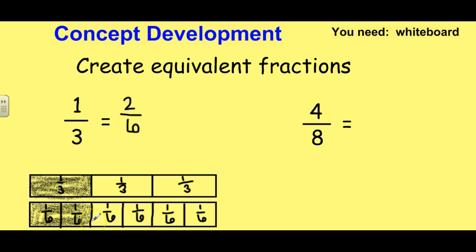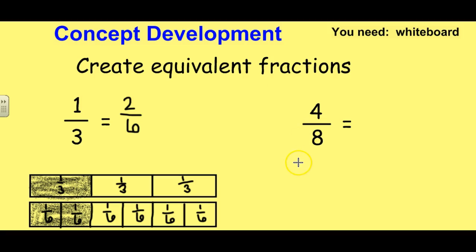Now the only thing that I'm going to say is, if you're not drawing the parts in your rectangle equally, and making sure that your lines are where they need to be and that each part is the same size as the other parts, then you're not going to be able to tell equivalent fractions that well, because the word equivalent means equal, and so all the parts have to be the same size whenever you're drawing your rectangles. So let's move over here to 4/8.